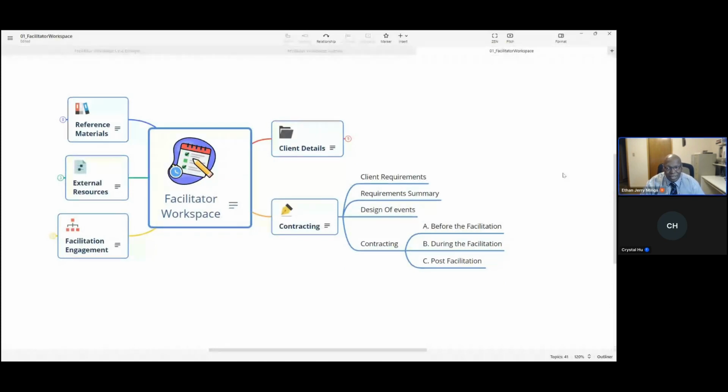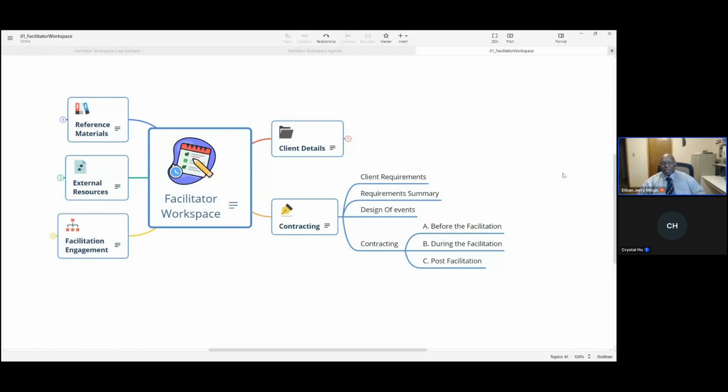So you need to listen to their requirements. You need to have a dialogue with them about the requirements. You need to think about how you're going to design the event or events. One of my experiences is that often it takes more events than planned. Some people want to do one facilitation event, when in fact it may take 2, 3, 4, 5 facilitation events. Then you have to figure out what you're doing before the facilitation, during the facilitation, and after the facilitation.